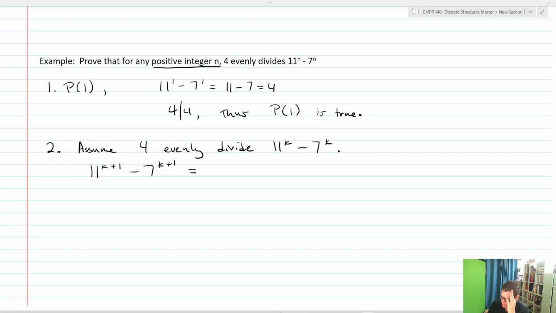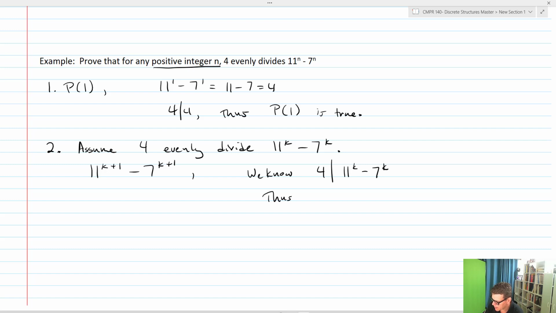so what I want to do now is I need to get some 7s in here. I need to somehow get a 4 in here. I need to basically make this 4 times 11 to the k minus 7 to the k, or 4 times something. We know that 4 divides 11 to the k minus 7 to the k.